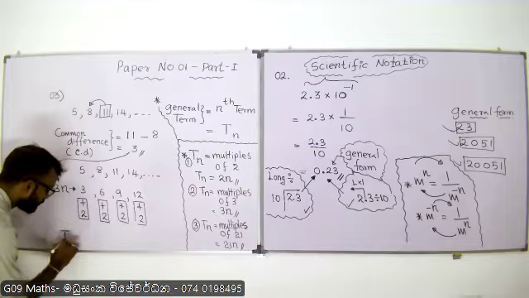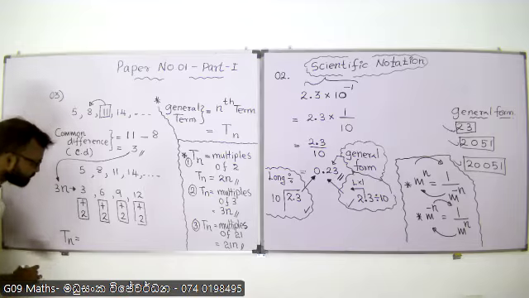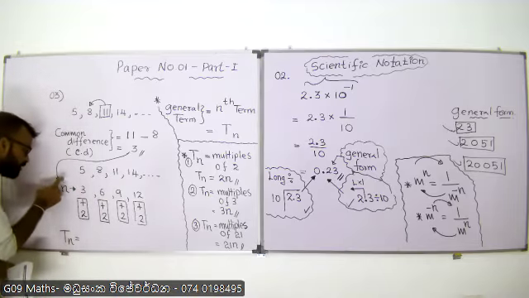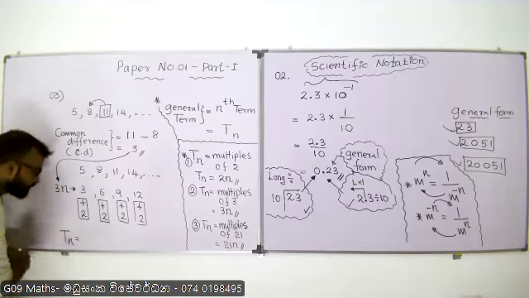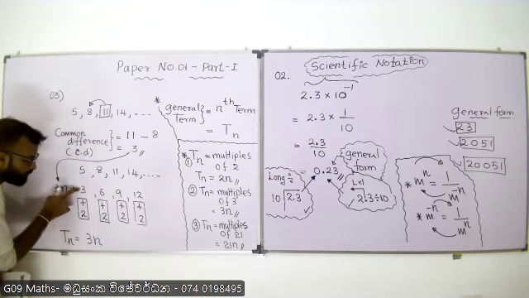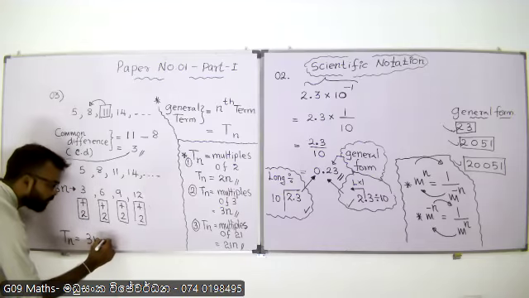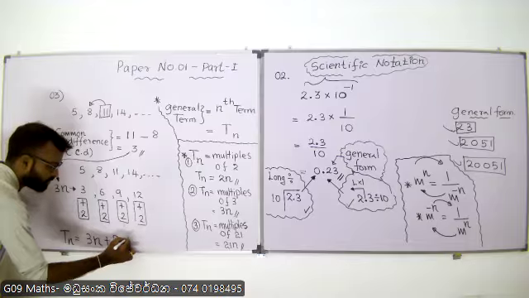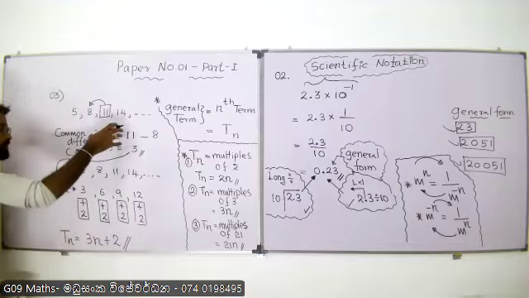General term refers to Tn. So, this 3, 6, 9, 12 is called our multiples of 3. That is the first thing, 3n. And for that multiple of 3, I am going to add the constant 2. So this is our general term of this number pattern.